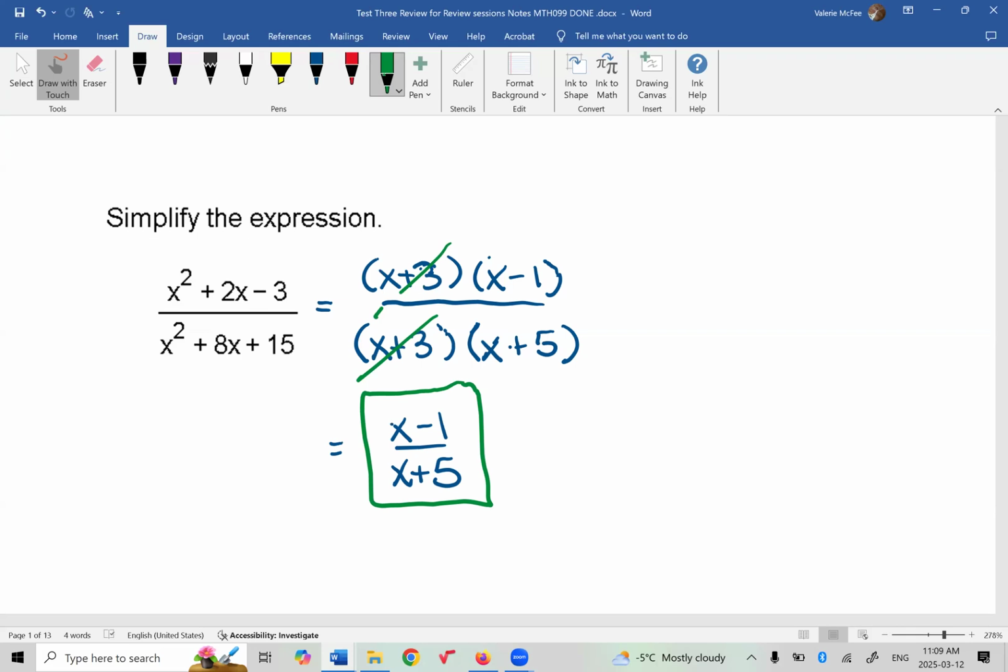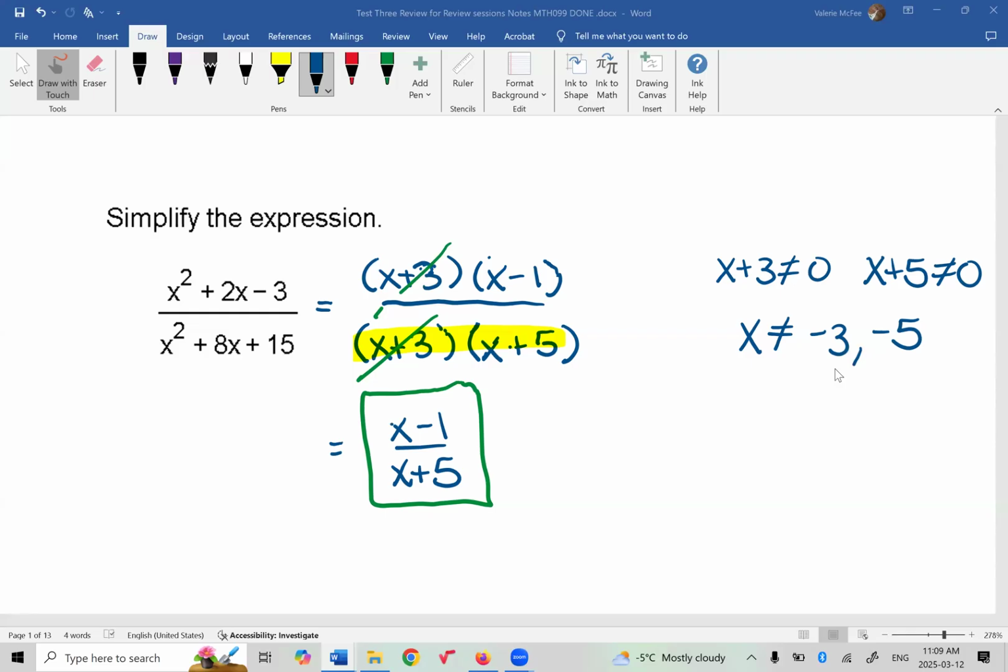If you're asked to talk about the restrictions, remember that we're looking at the entire denominator. Each of those factors cannot equal 0. So we have two restrictions for this expression.